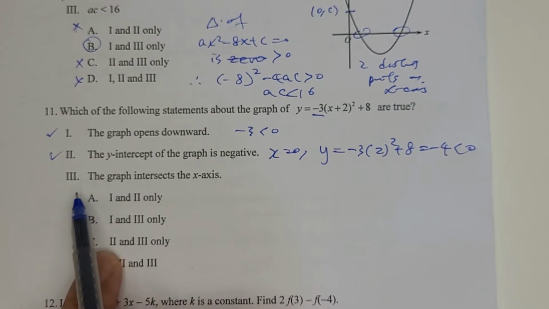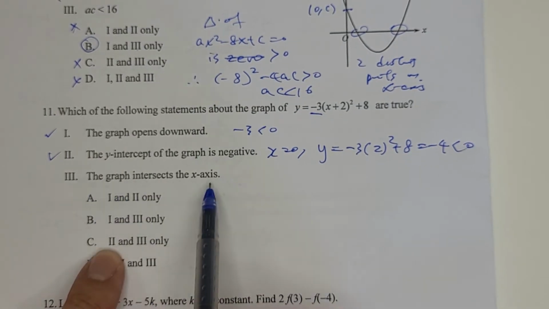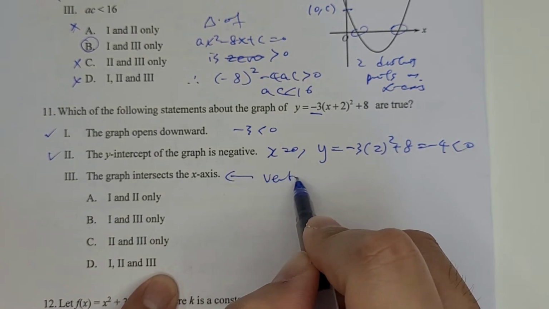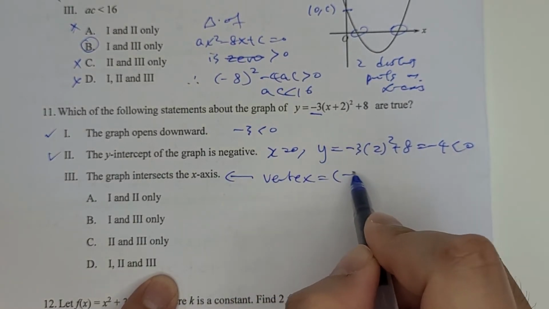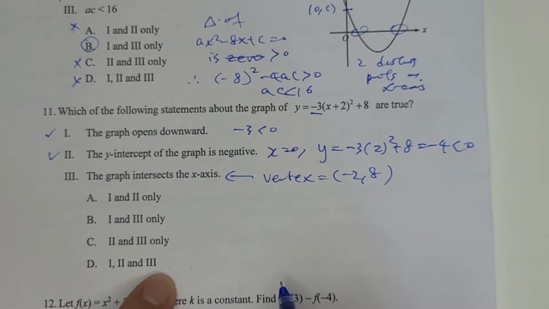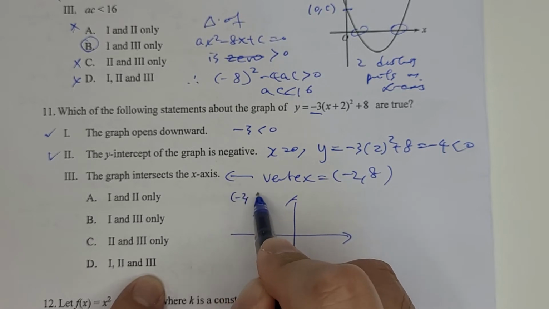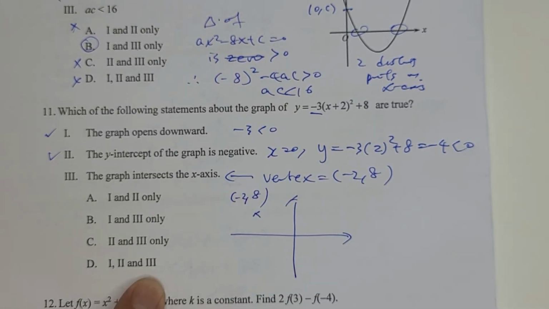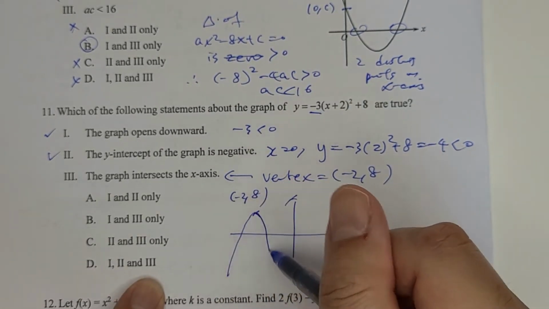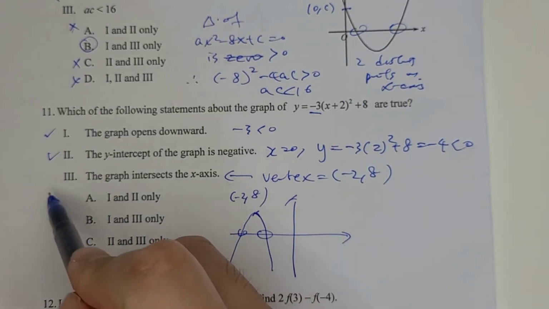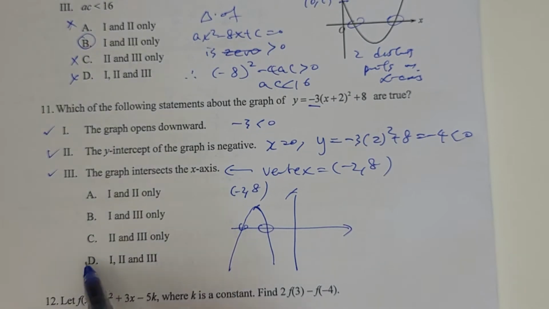So go to statement 3. The graph intersects the x-axis. So you can see the vertex is (-2, 8). And let's draw the graph. Vertex (-2, 8). And the graph opens downward. So it will intersect the x-axis, and statement 3 is correct. So the answer is D.